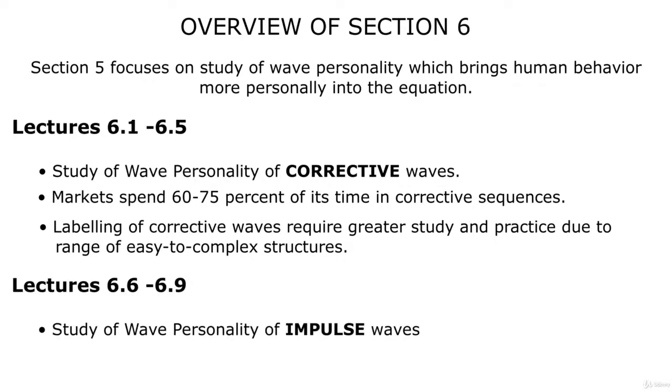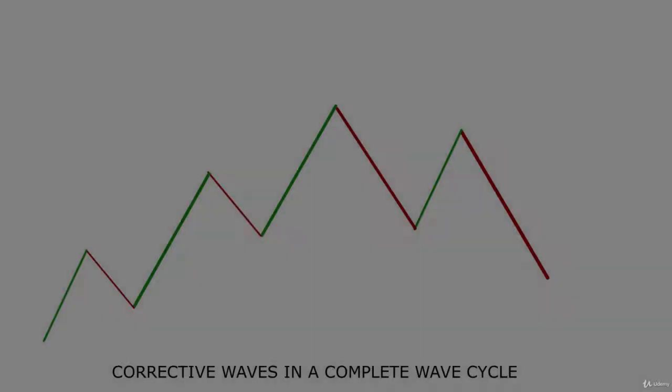And then lectures 5 to 9 are aimed at studying the market sentiment associated to each impulse wave and how to trade them. Now that you are familiar with the overview of this lecture, it is time to study each wave in a correction and the sentiment attached to these waves.